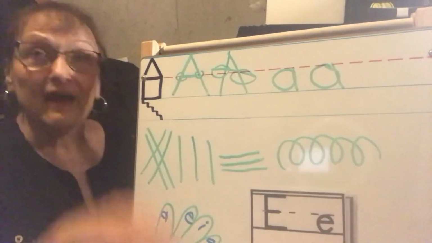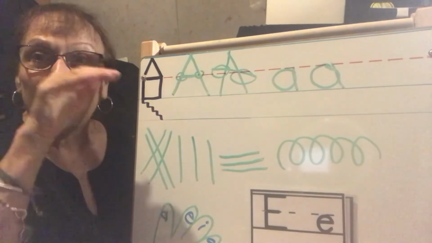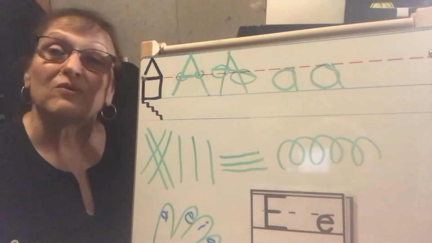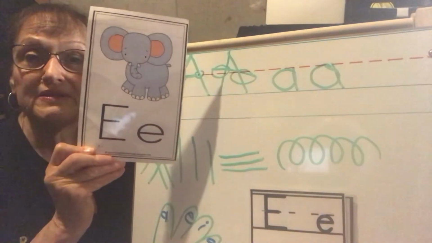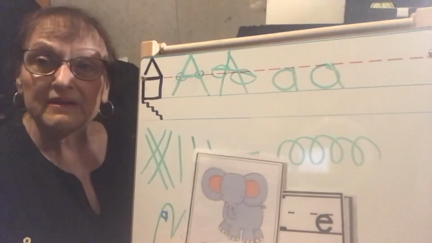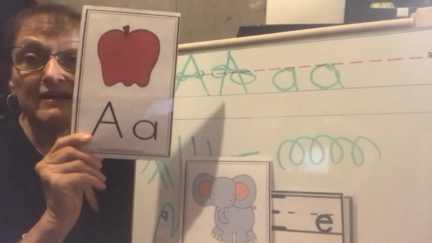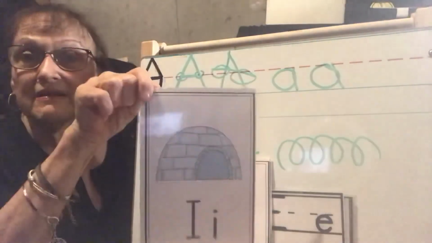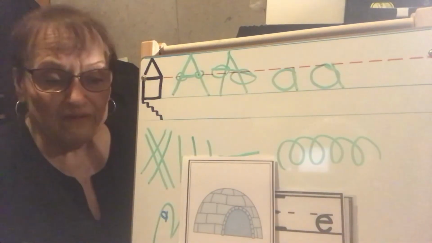And then elephants, elevator, elephants, elevator. Eh, eh, eh. It has a sound and a rhyme and a motion, and it helps them. But when we look at this one, we say, E says eh, like in elephant. So we named it, and we gave the sound. A says ah, like in apple. I says I, like in igloo. We said the name and the sound of all of those.